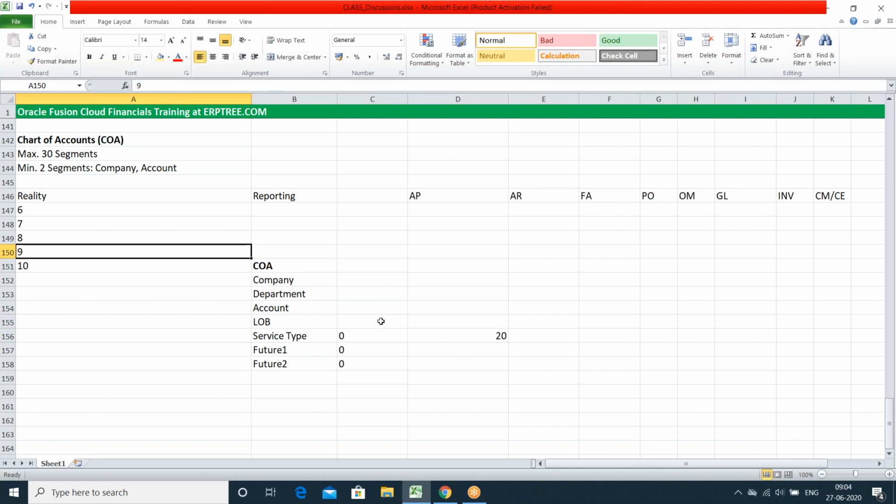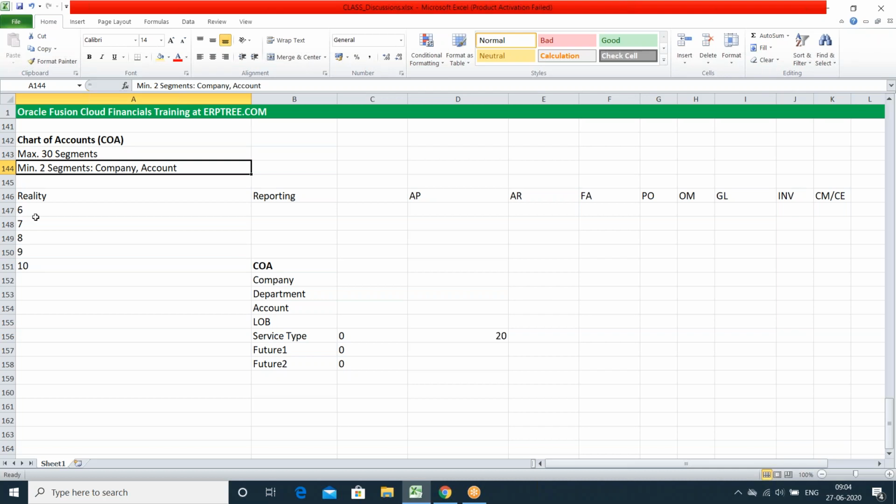Okay. So these are the points we have to notice. Max we can create 30 segments, minimum 2 segments. Without 2 segments, you cannot create the chart of accounts. And the purpose of the chart of accounts is to track information so that accordingly you can perform reporting. Based on the reporting requirements, we create the chart of accounts.